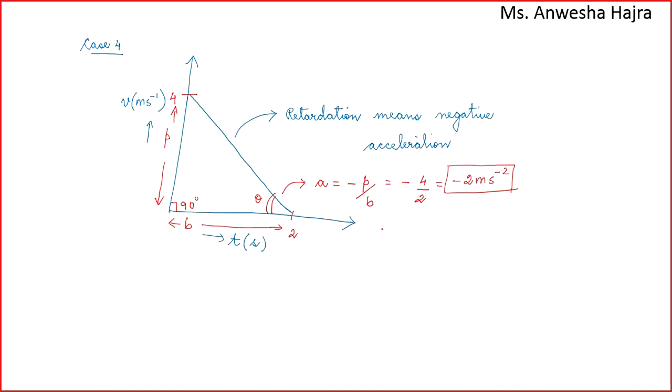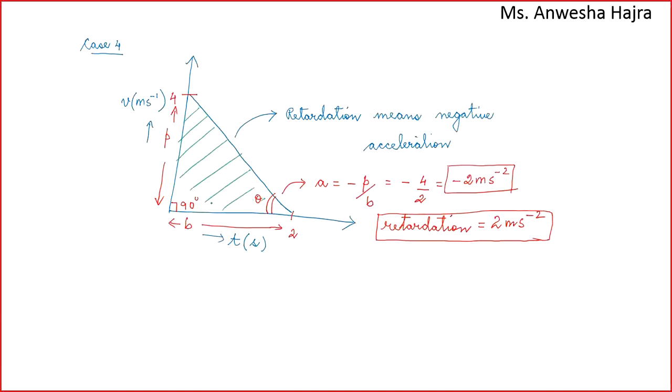Now, if anyone asks you what is retardation, then do not give the negative sign. Retardation means negative acceleration; it is 2 meter per second square. If it is retardation, do not give the negative sign. Now comes the distance or the displacement. As I told you, distance or displacement is the area under the graph.